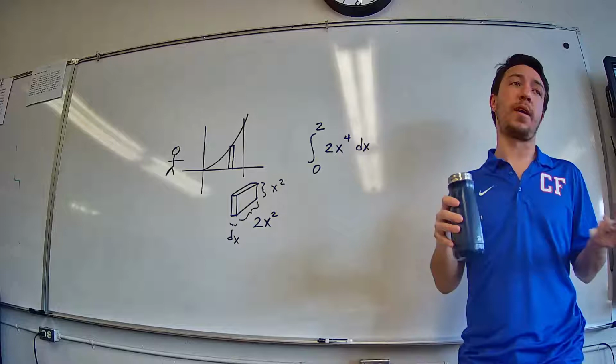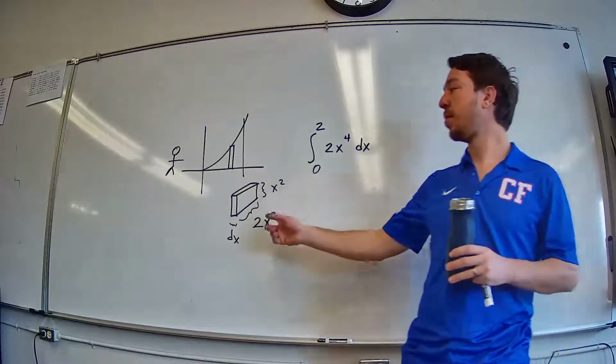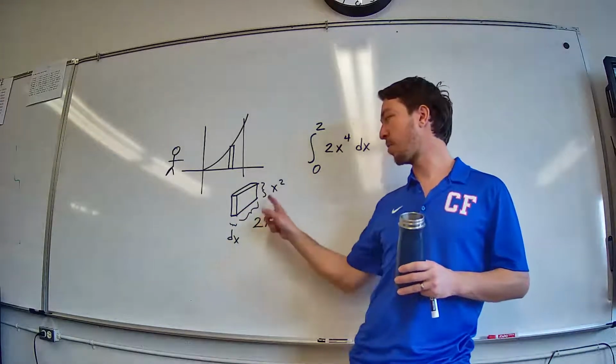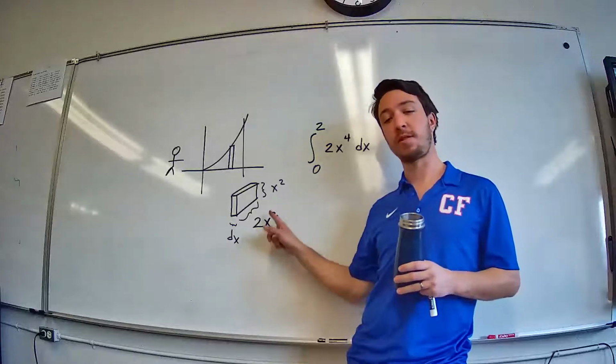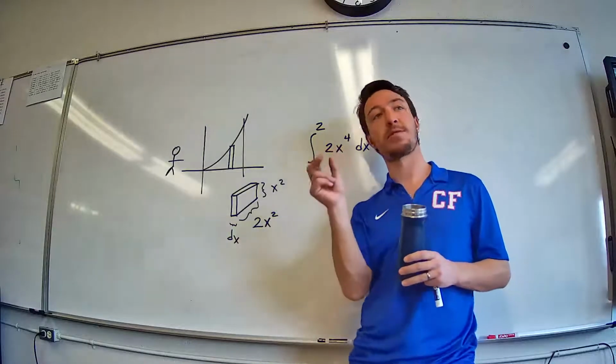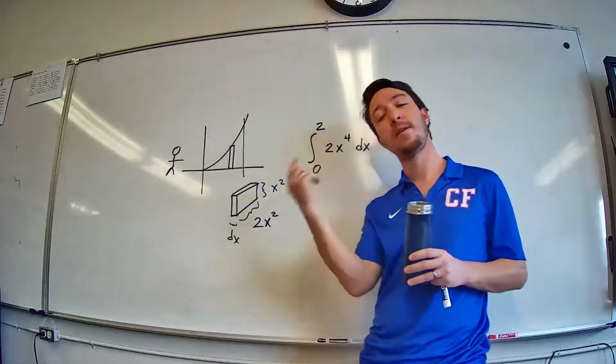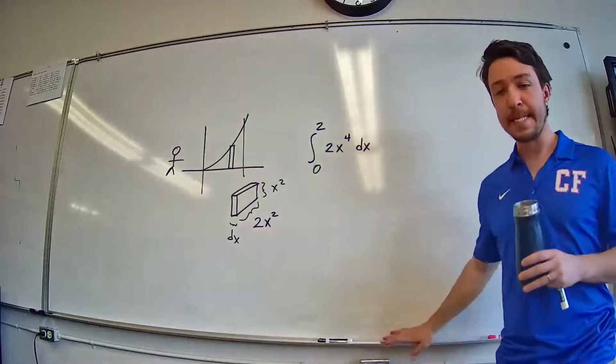Right, but squares are rectangles. Do you see how, look back at the square one. The square one was x squared by x squared. This one's x squared by 2x squared. So every little slice is exactly twice as big as the squares.